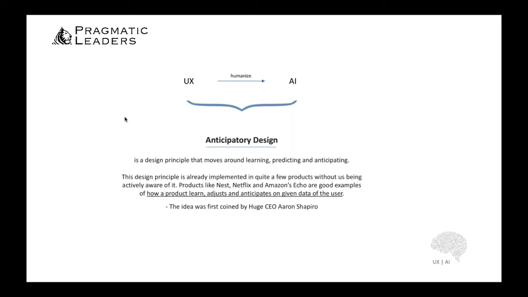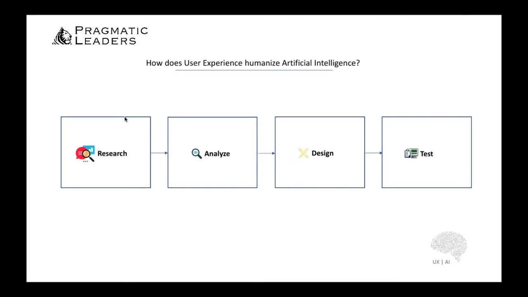This concept has been named anticipatory design, and it was coined by Aaron Shapiro, who is the CEO of Huge. He says that anticipatory design is a principle that moves around learning, predicting, and anticipating. In this design principle, we study how a product learns, adjusts, and then anticipates on the basis of the given data. Now, let's dive a little into that. What does that whole concept of anticipatory designing even mean?